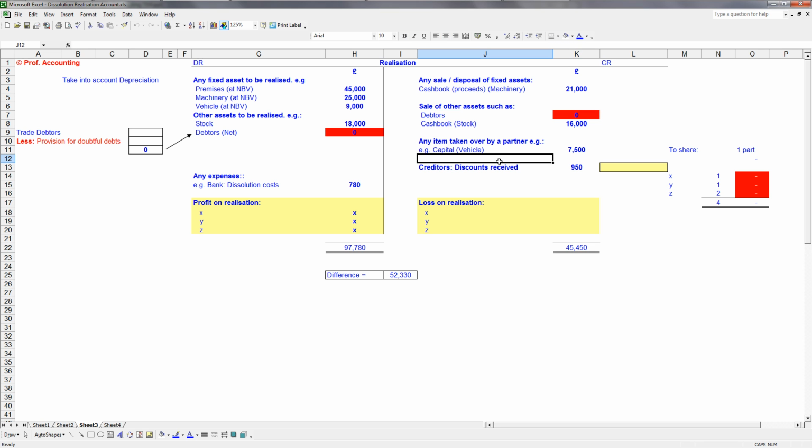If you've got an asset on the debit side and you're going to be taking it out for the partner's private use, then you've got to credit the realisation account to reduce assets. So that's why you've got it on the credit side. Also, where's the double entry? It's going to the capital account.